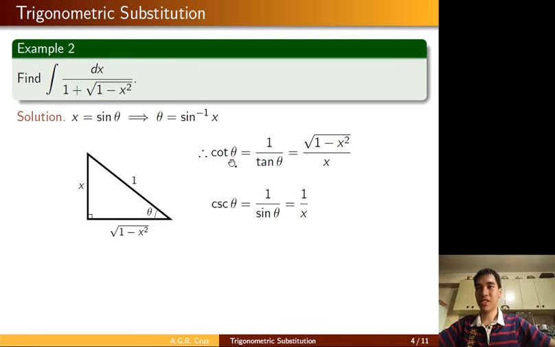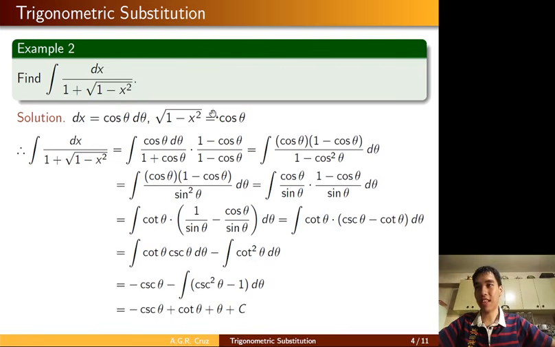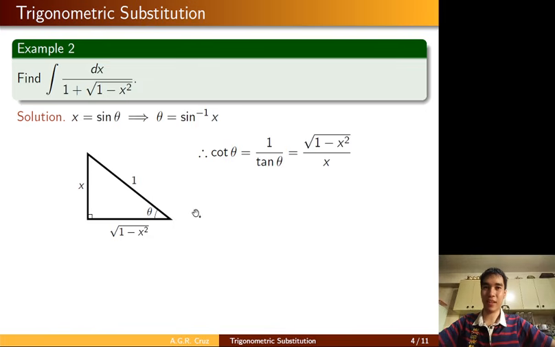In fact, cotangent theta, you can also express in terms of x without using right triangles, no? So remember, cotangent theta is equal to cosine theta over sine theta. Sine theta is given by this one. And then cosine theta is equal to this one. So in fact, you can solve this without making use of right triangles. And in fact, we will have examples wherein we don't use right triangles. Okay, so you're done, no? This is your cotangent theta. This is your cosecant theta.